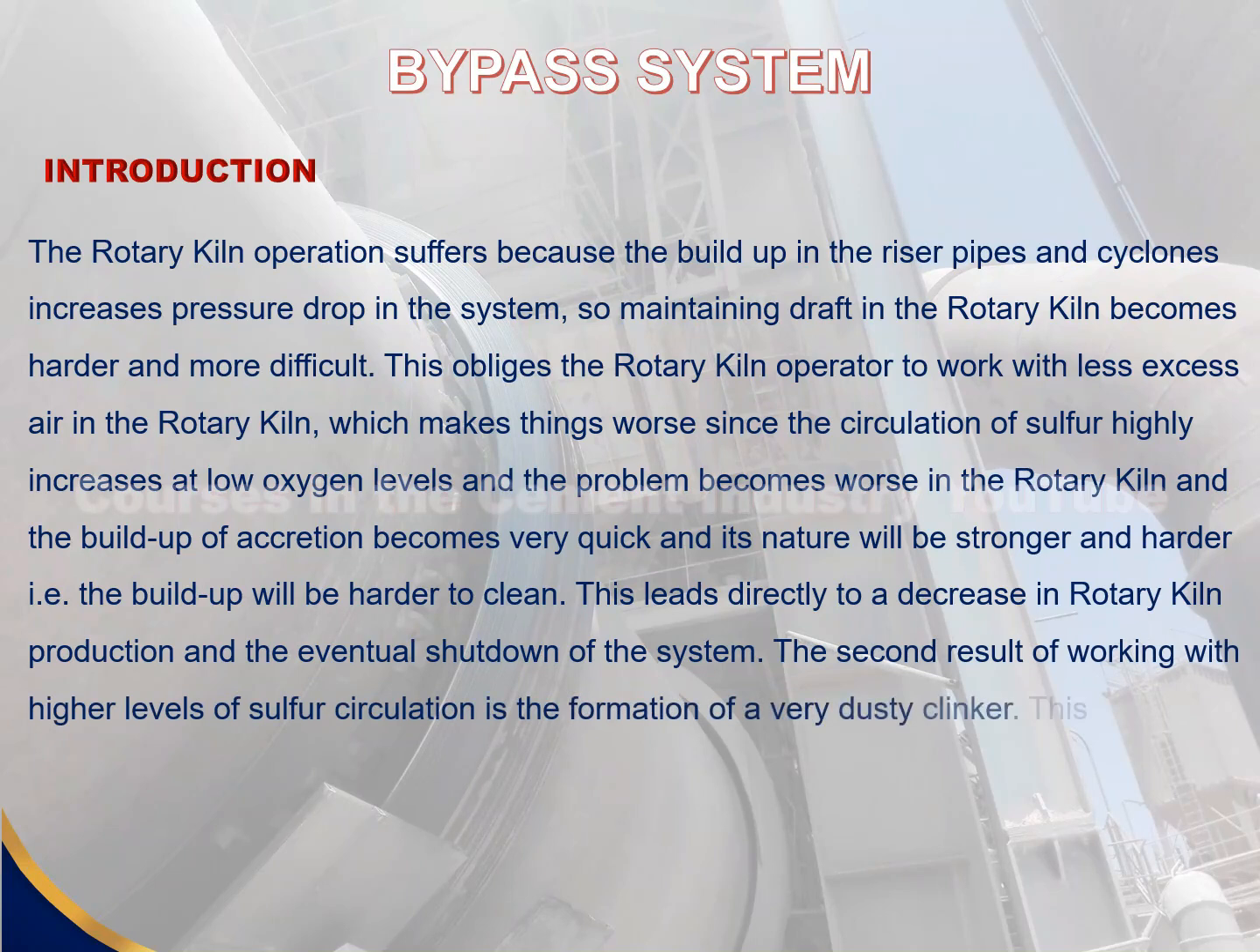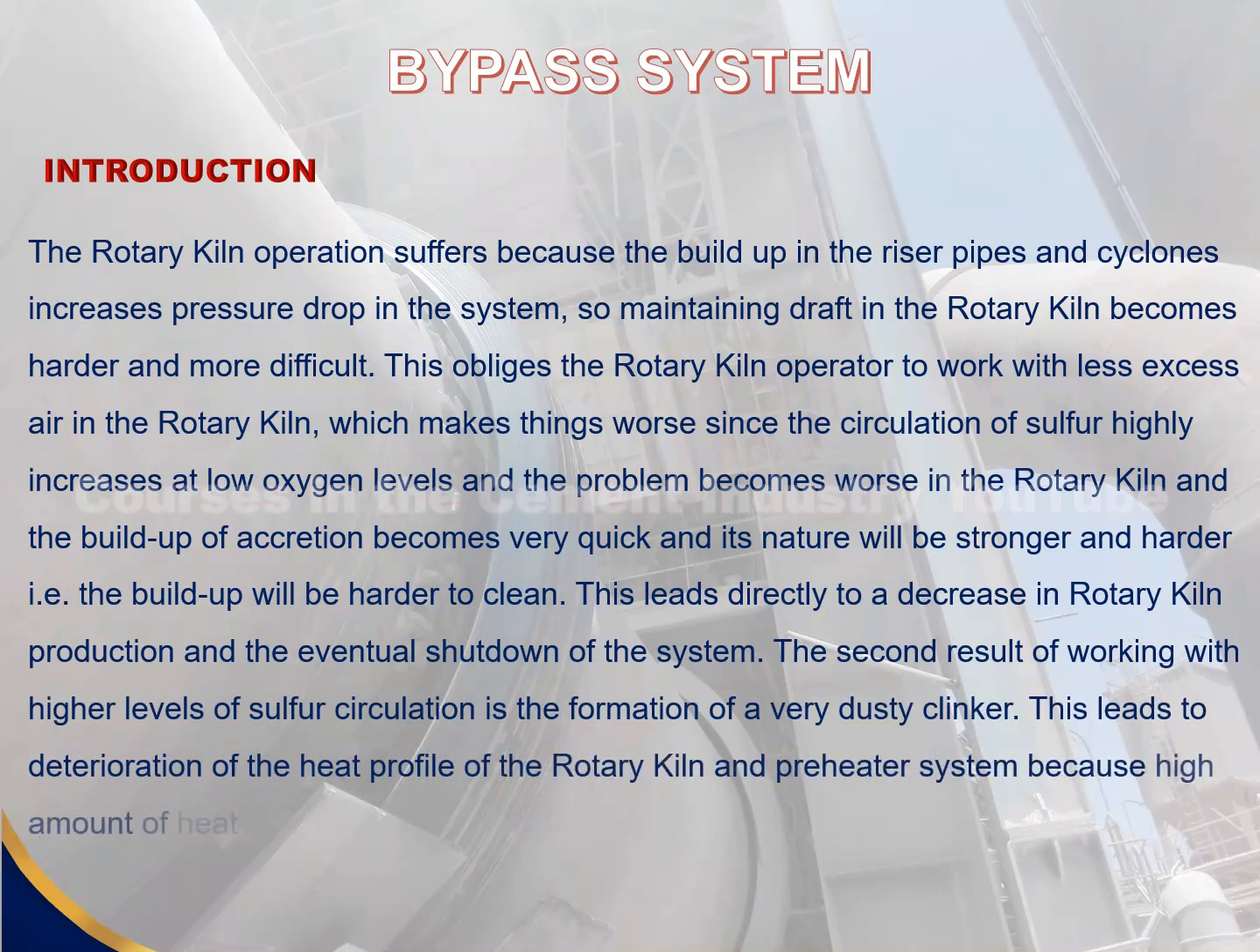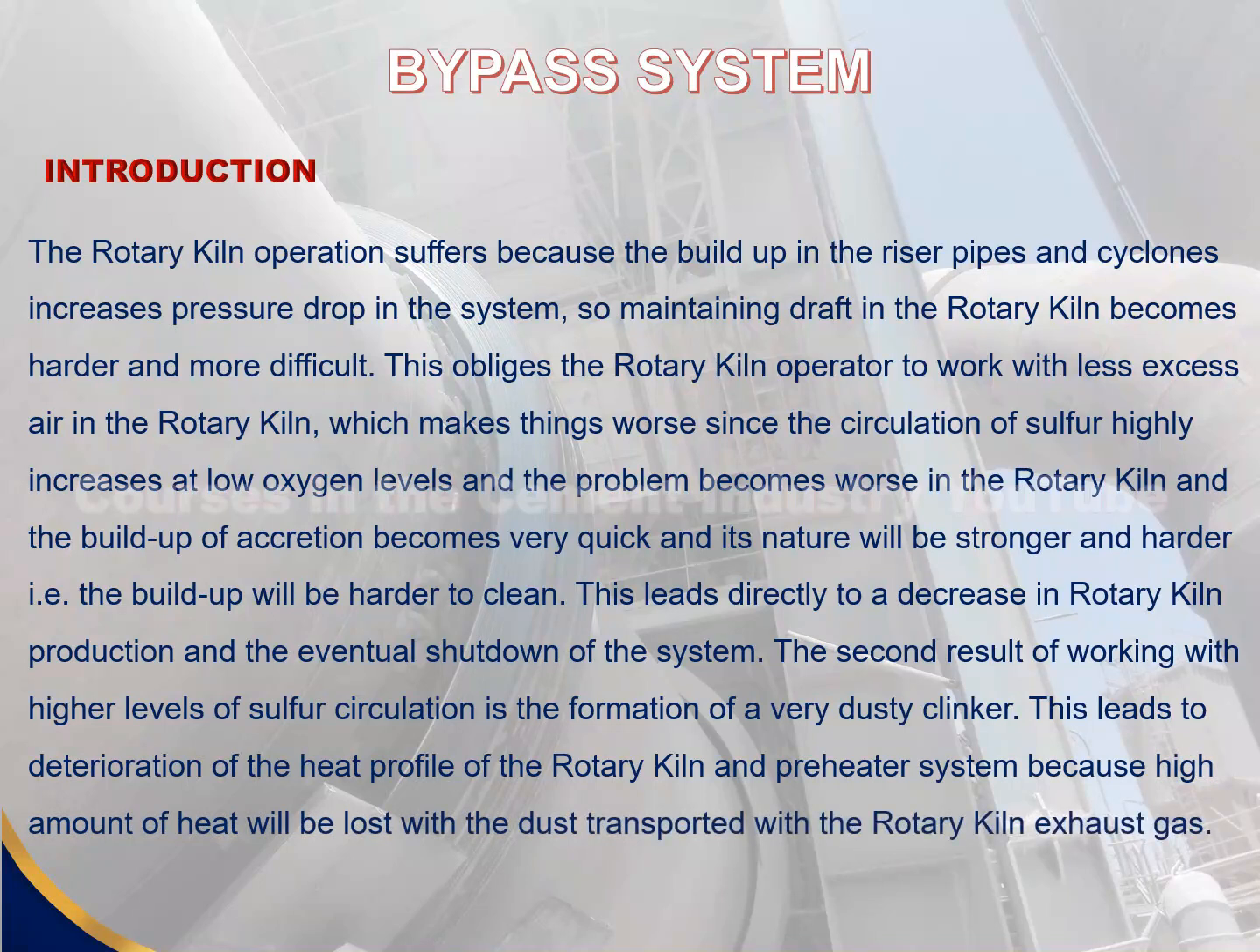The second result of working with higher levels of sulfur circulation is the formation of a very dusty clinker. This leads to deterioration of the heat profile of the rotary kiln and preheater system, because a high amount of heat will be lost with the dust transported with the rotary kiln exhaust gas.